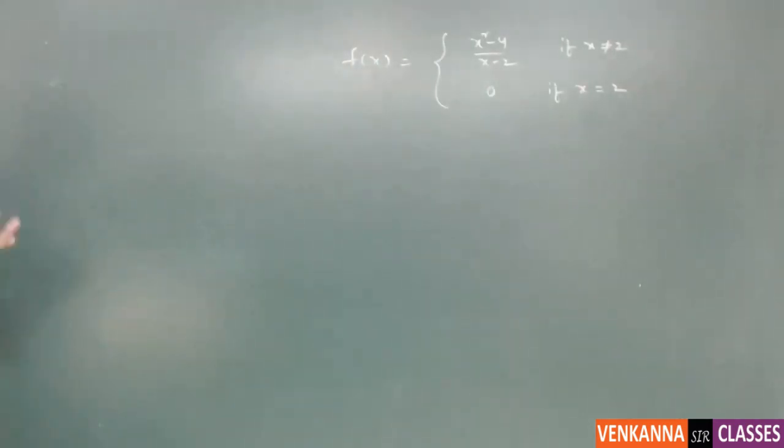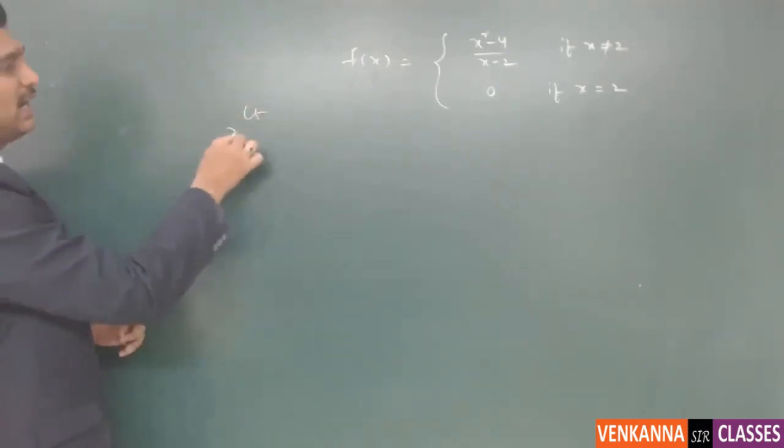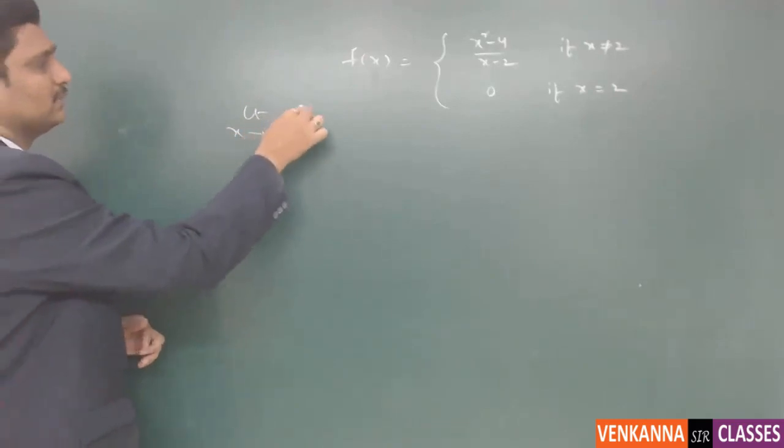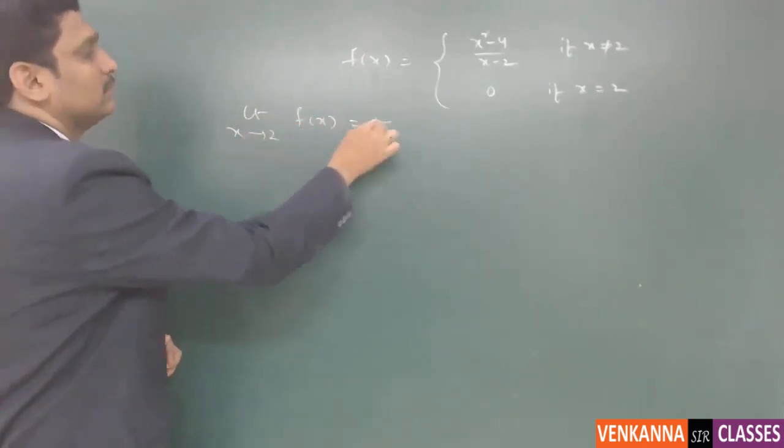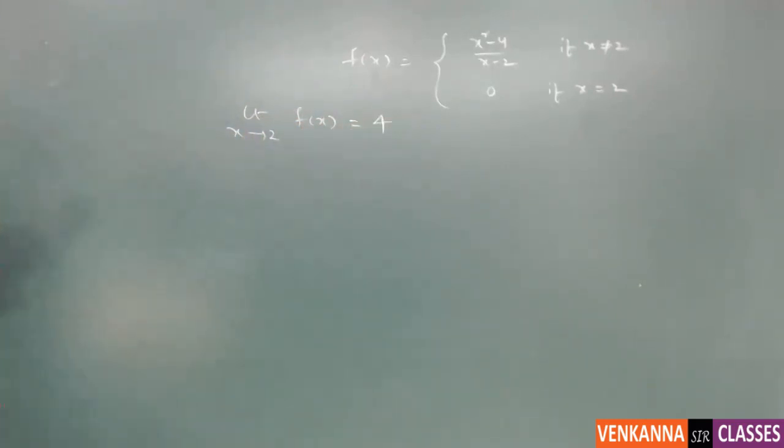You can take it as 0 or you can take it as 2 as you wish. Now earlier, if you calculate left limit or right limit, the value is 4. Accepted? If you calculate limit x tends to 2 minus f of x, the value is 4. Limit x tends to 2 plus f of x, the value is 4. Everyone agree?